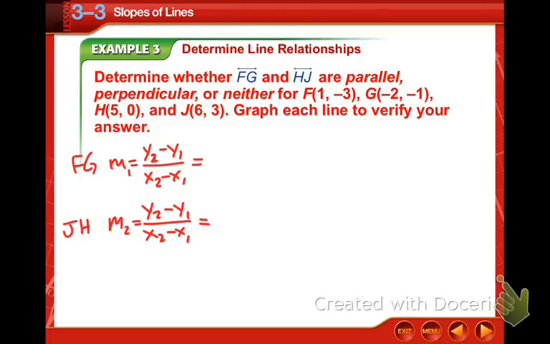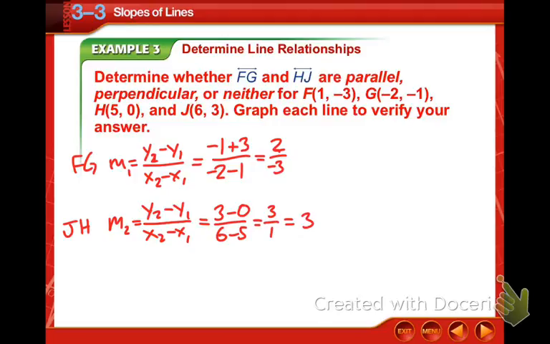So f is our 1s, g is our 2s. So the y for g is -1, and y for f is -3. So we add 3. X is -2, and x is 1. So that's 2 over -3. We can't simplify that any further, so 2 over -3, or -2/3. That's for FG. For HJ or JH, that's going to be 3 minus 0 over 6 minus 5. So that's 3 over 1, or just 3.